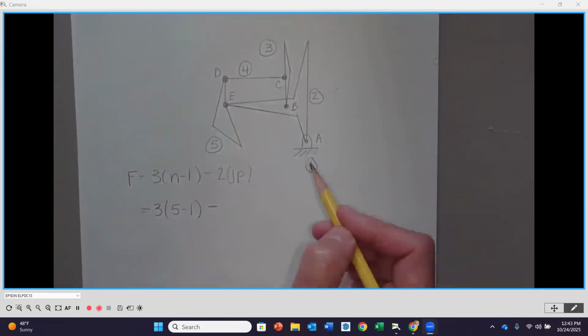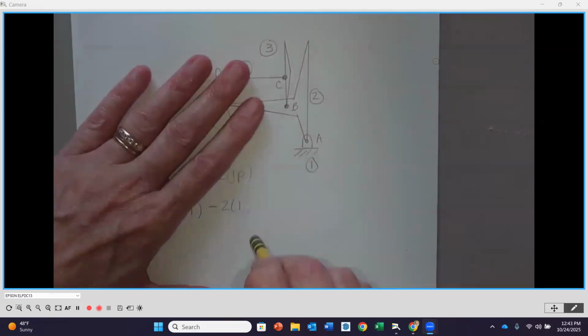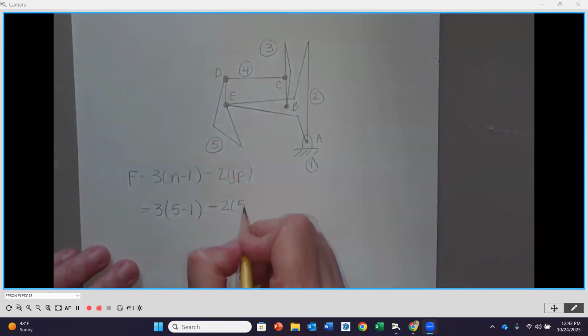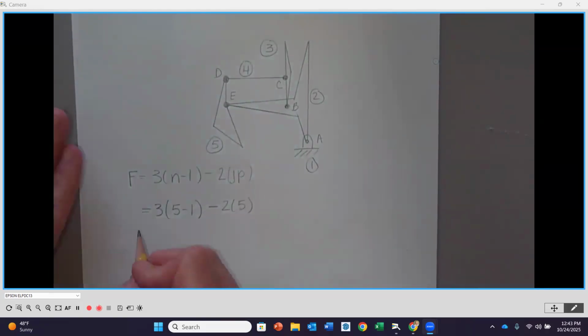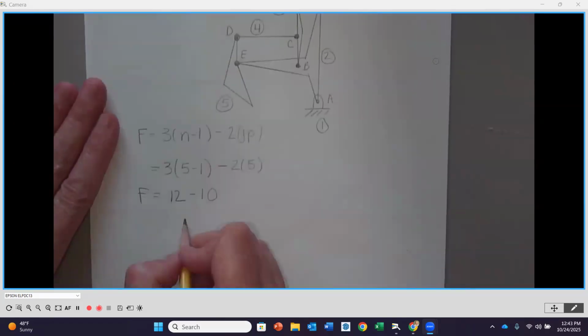So that's how many letters I have. 1, 2, 3, 4, 5 again, right? 2 times 5. Okay. So my F in this case is going to be equal to 4 times 3 is 12 minus 10. So my F this time is 2.